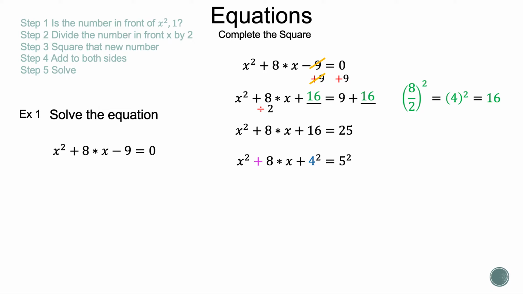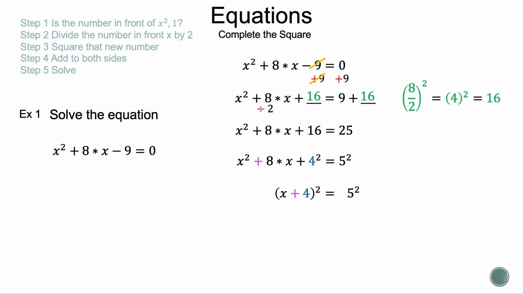Let's factor the left hand side, and we get x plus 4 in parentheses squared is equal to 5 squared. Now, where do we get that plus sign? It is the same sign in front of our middle term, or 8x. Since we have a plus sign there, we also have a plus sign in our next step. Where did we get the 4? The 4 comes from the 4 in the 4 squared from the previous step.